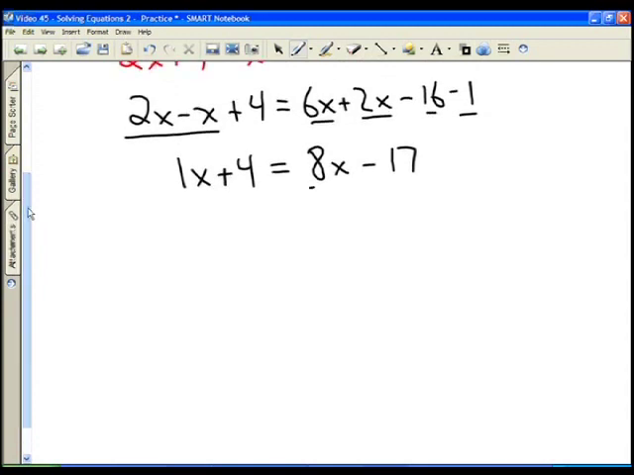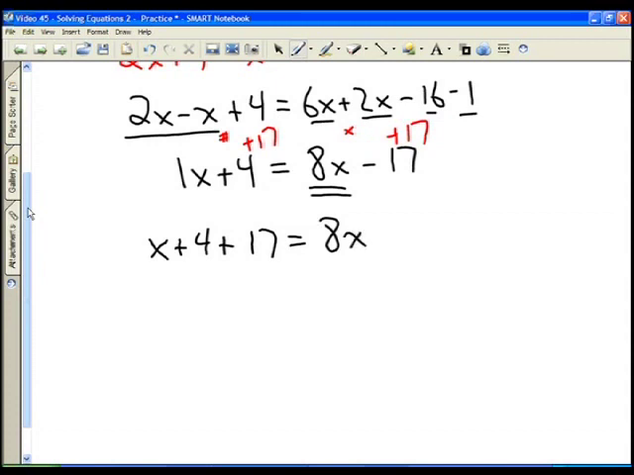And now, I notice that my larger x is on the right-hand side, and so what I'm going to do is make this my x side and this my number side. So in order to move the 17 from the right to the left, I'm going to add 17 to both sides. And so on the left-hand side here, I end up with x plus 4 plus 17. And on the right-hand side, I have 8x. And I'm sure you're comfortable enough now: when we have a negative 17 and a plus 17, those are a wash. We don't have to write that part.